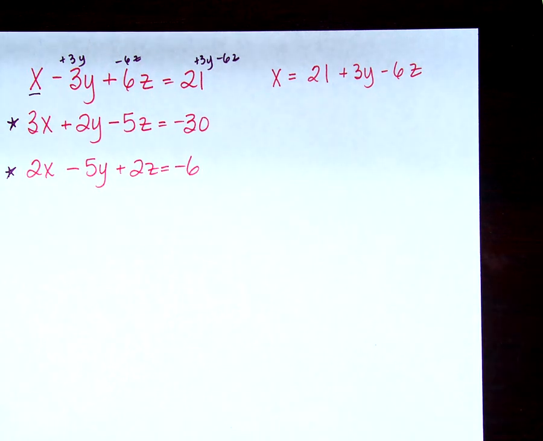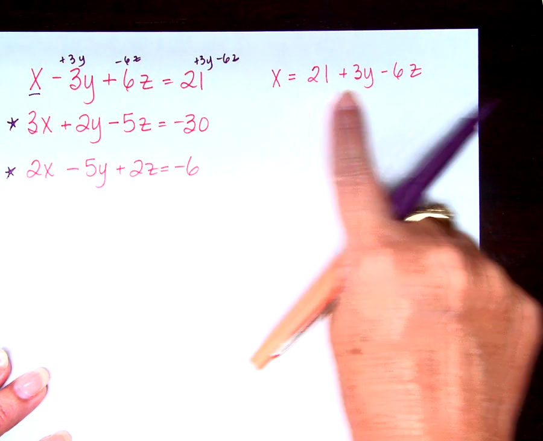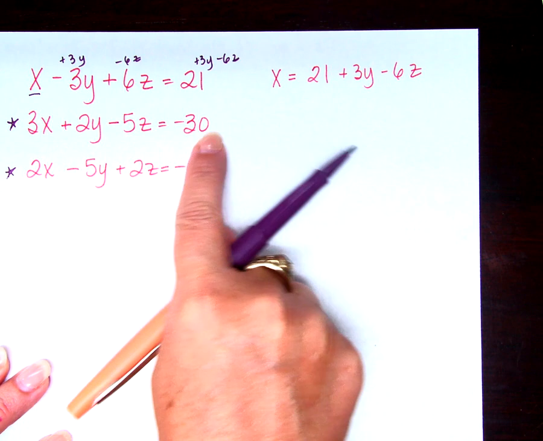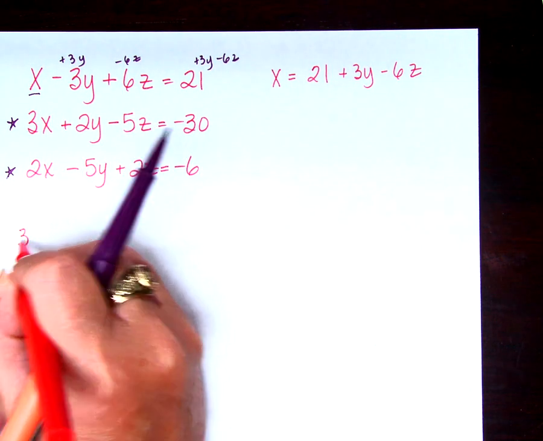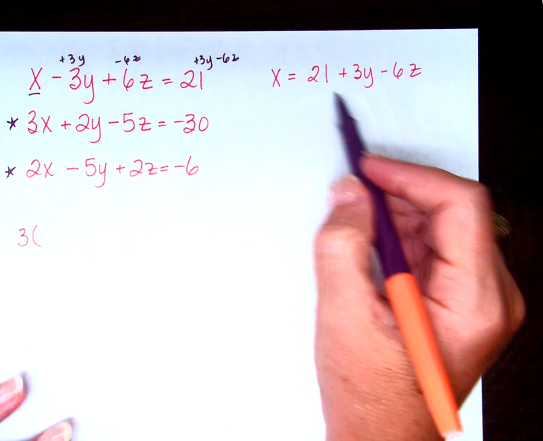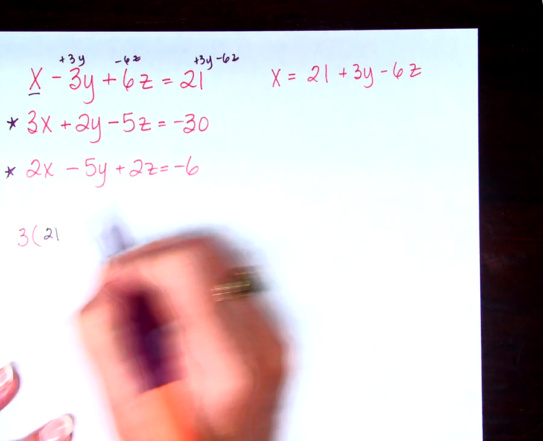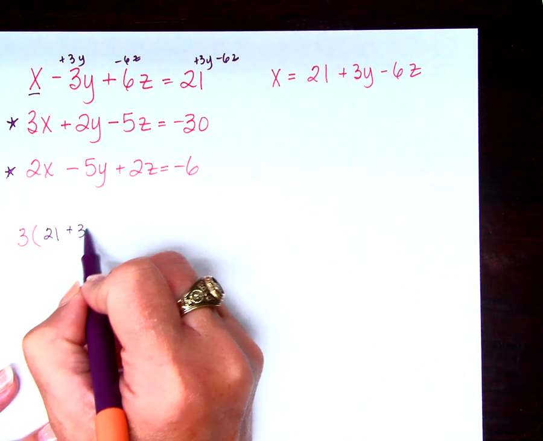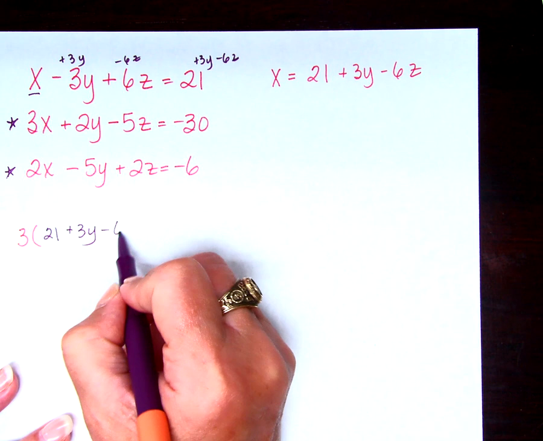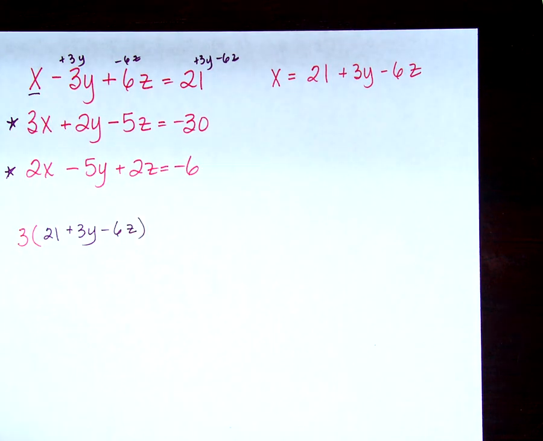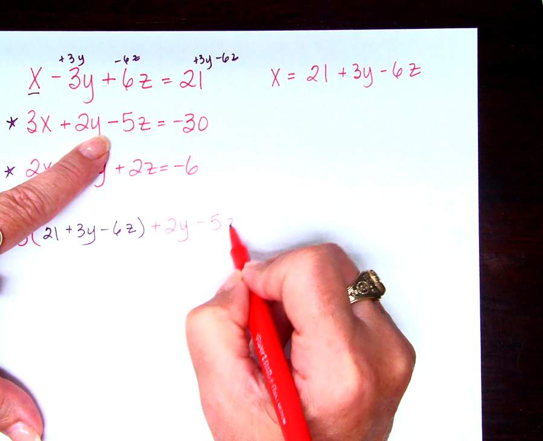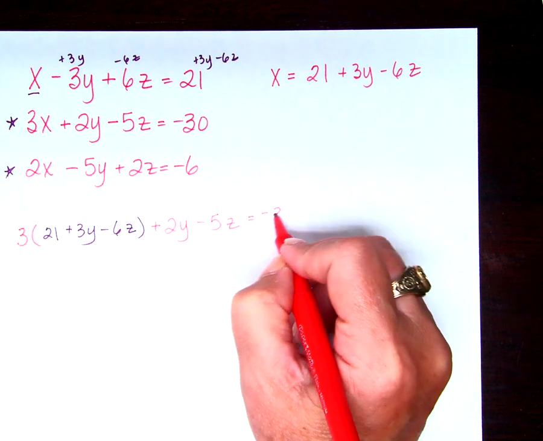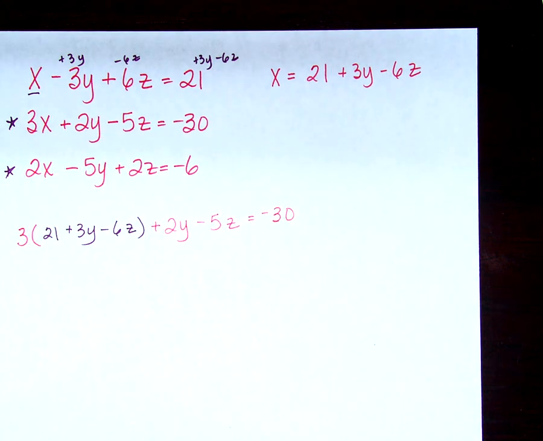So we're going to take it one step at a time. I'm going to take this and substitute it into the second equation where there's an x. You ready? 3 times 21 plus 3y minus 6z, then plus 2y minus 5z equals negative 30. Does everybody see what I did?